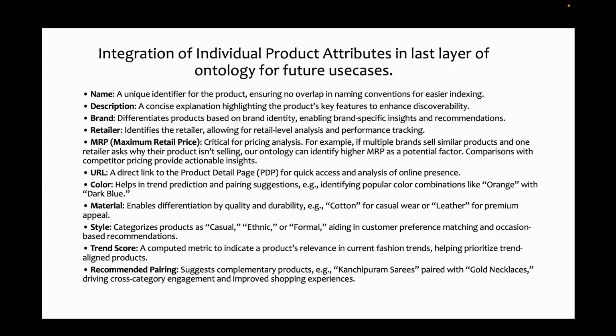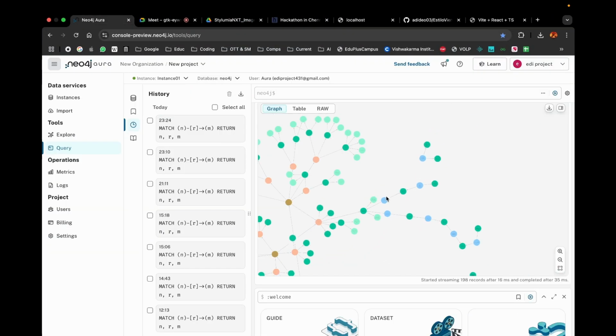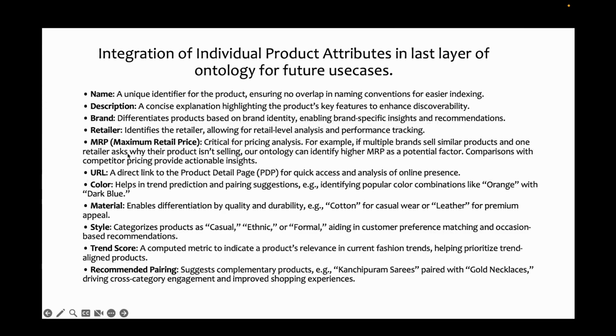So Stylumia can very intelligently come into our ontology, which is displayed over here. It can click on the shirt, which will be a product node, and check that the MRP of product X is higher than that of product Y, and that is why the sale is not up to the mark. Also, we have included the URL, which was available in your given dataset. The URL allowed us to do a lot of web scraping, and we can directly redirect from the knowledge graph through this URL. Recommended pairing is the blue colored nodes which we saw in the knowledge graph.